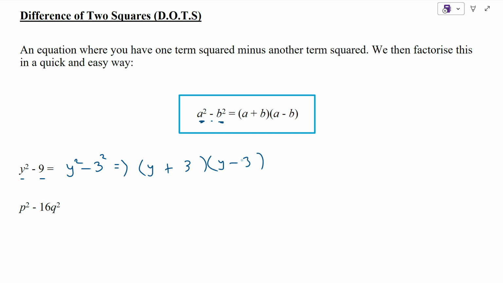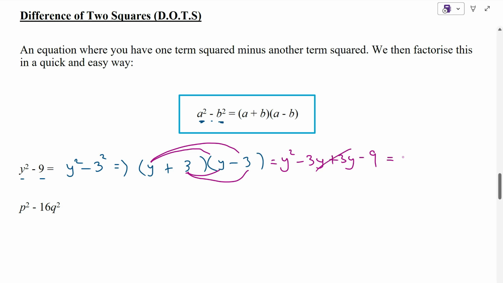Now, let's see why this actually works. If we multiply out, that gives us y squared minus 3y plus 3y minus 9. Now if we simplify, minus 3y plus 3y is 0. They cancel each other out. So we're left with just y squared minus 9.